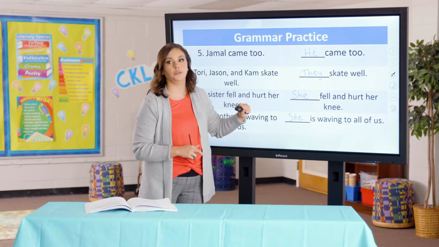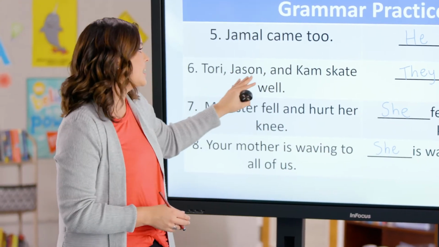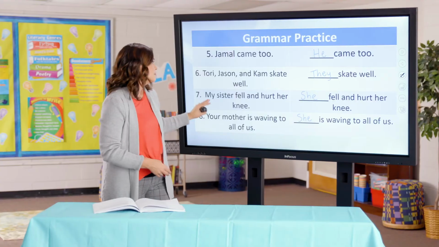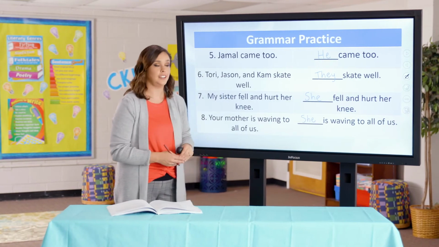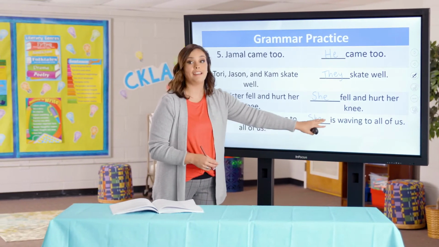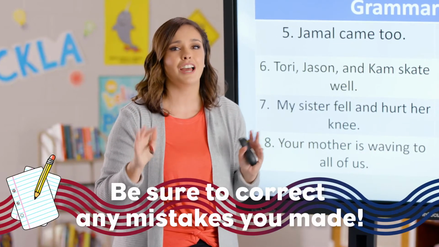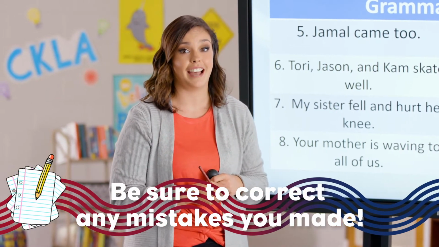Jamal came too. What about he came too? Tori, Jason, and Cam skate well. They skate well. My sister fell and hurt her knee. She fell and hurt her knee. Your mother is waving to all of us. She is waving to all of us. Did you get all of those pronouns correct? If not, don't worry about it. Just mark your answer out and put the correct answer off to the side.